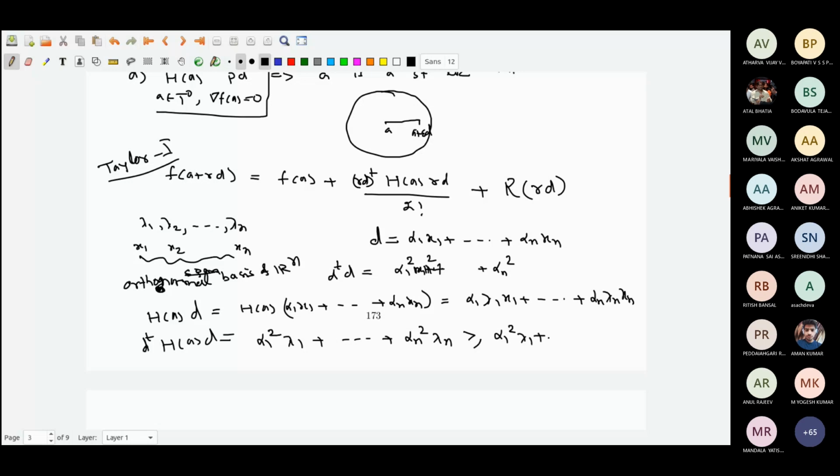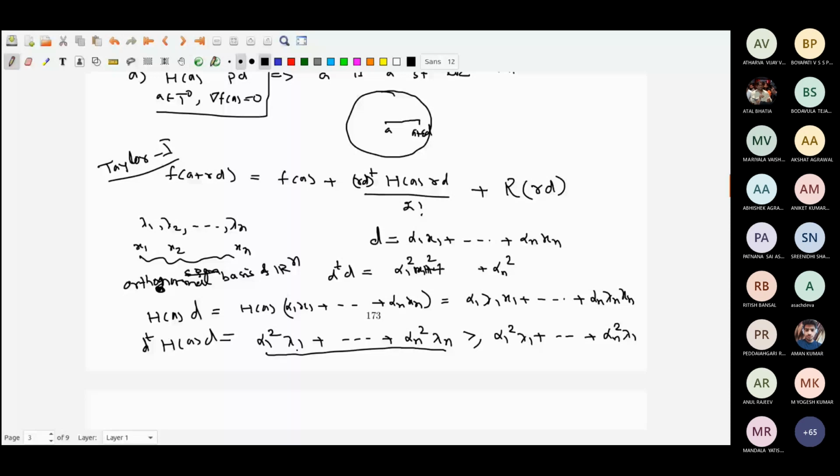And that is definitely greater than or equal to alpha 1 square lambda 1 plus dot dot dot plus alpha n square lambda 1. So instead of the bigger lambdas, I have substituted the smallest lambda, so I will get a smaller real number. This is a positive real number: alpha 1 square is greater than or equal to 0, lambda 1 is greater than 0, and alpha n square, that kind of thing.